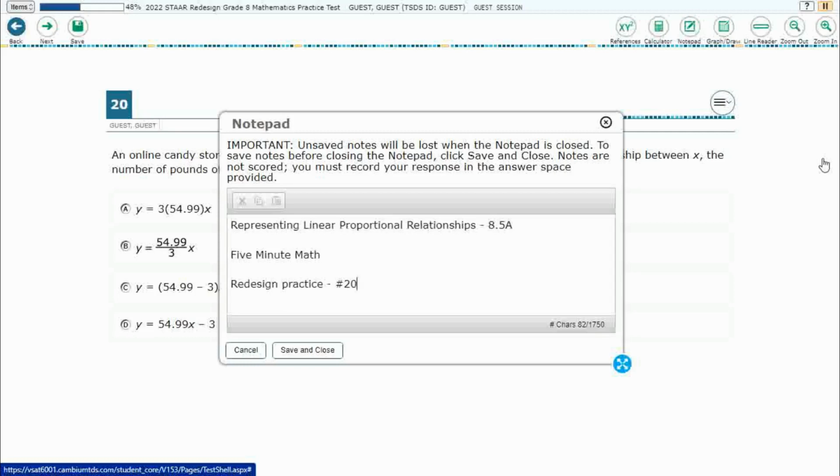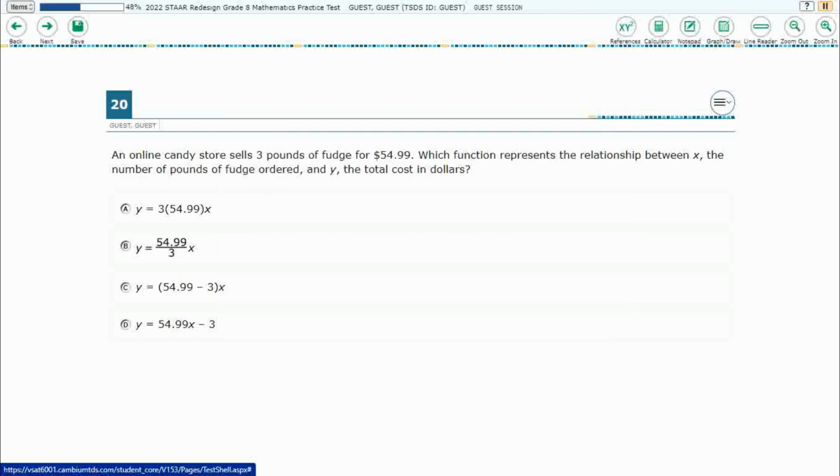Today we are looking at the 8th grade concept of representing linear proportional relationships. This is standard 8.5a in the great state of Texas, and we are using item number 20 off the Redesign Practice Online STAAR test. If you haven't done so already, please go ahead and take a moment to pause the video, work this problem out on your own, unpause it, and we will look at our answers together.